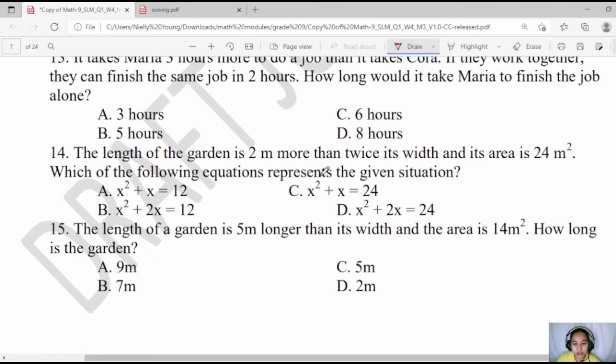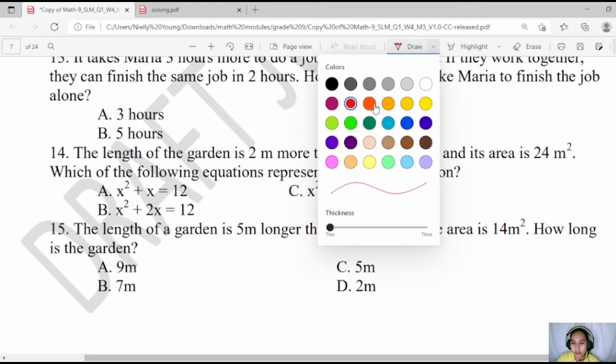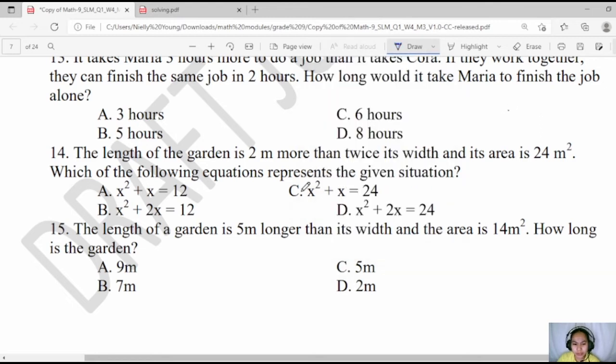The length of the garden is 2 meters more than twice its width and its area is 24 meters squared. Which of the following equations represents the given situation? So we need to find the exact quadratic equation for this problem. The length of the garden is 2 meters more than twice its width. So 2 more than twice its width.